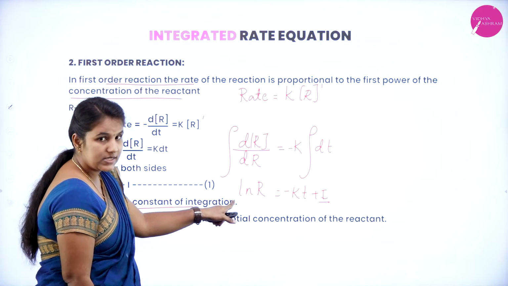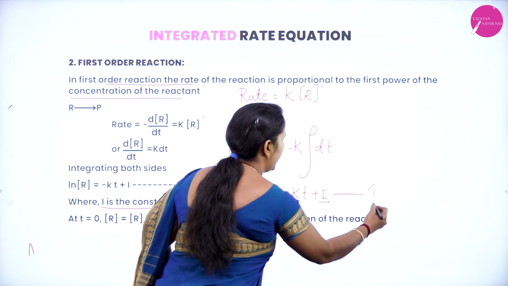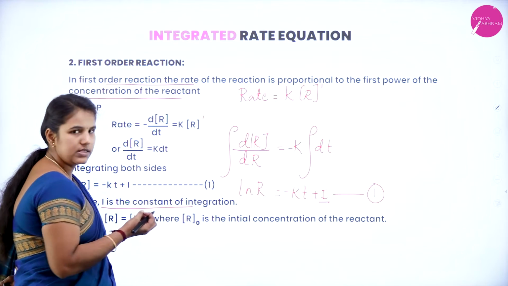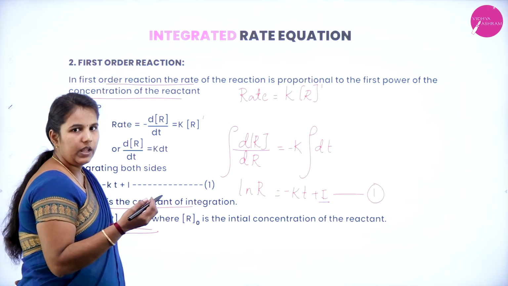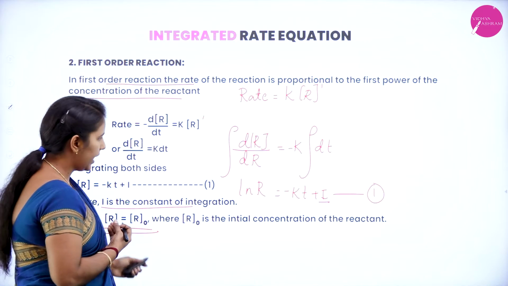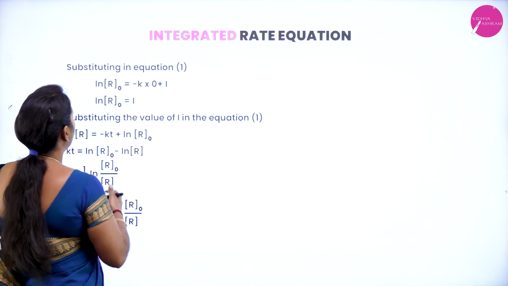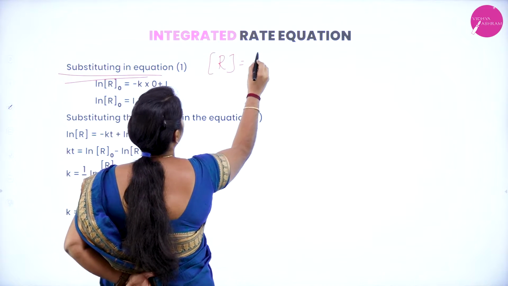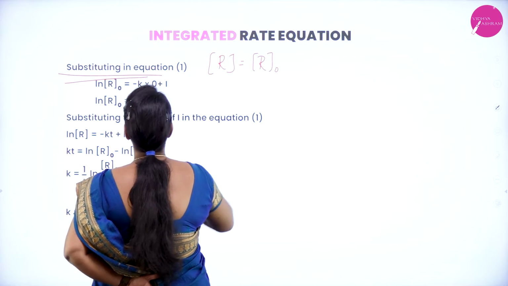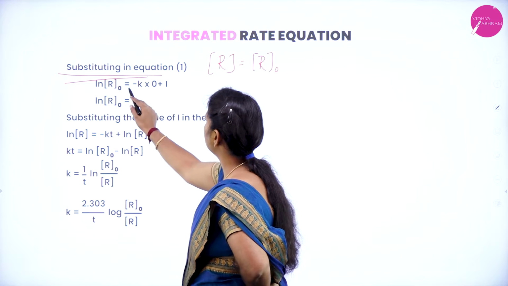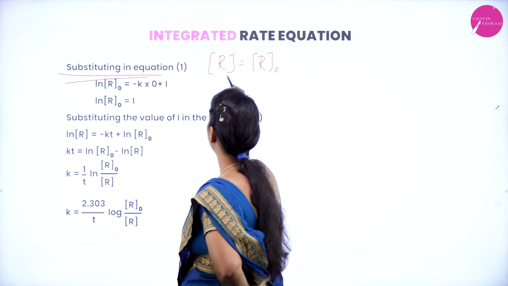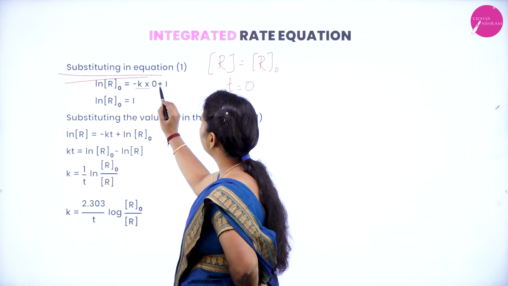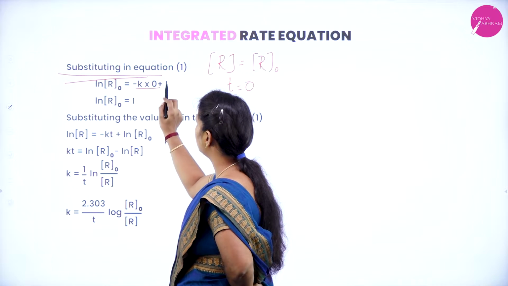Now after getting this equation 1, at time 0, I'll consider that the concentration of the reactant will be equal to the initial concentration of the reactant. Then the entire equation becomes ln R naught equal to minus K into 0 plus I, because the time is 0, so K into t is 0 plus I. Anything into 0 is 0. So ln R naught is equal to I.